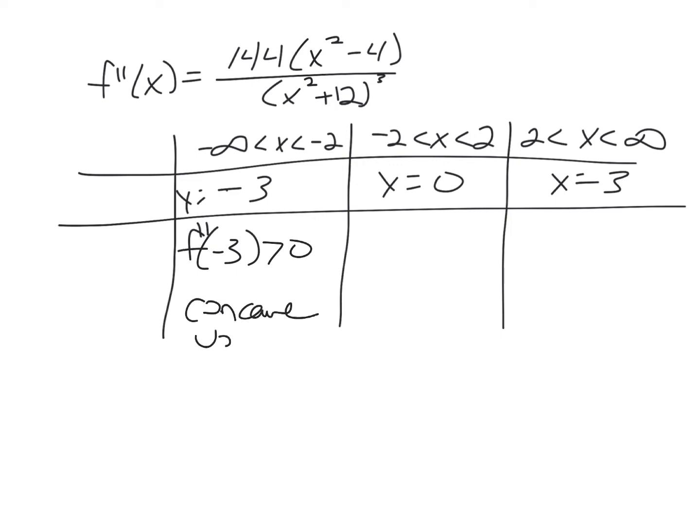Concave upward. Now 0. That'll get us positive on the denominator, and we're going to get a negative times a positive up top, because it's going to be negative 4 times a positive number, so it'll be negative divided by a positive, so that's going to be a negative. So f double prime at 0 is less than 0, so therefore we're going to have concave downward.